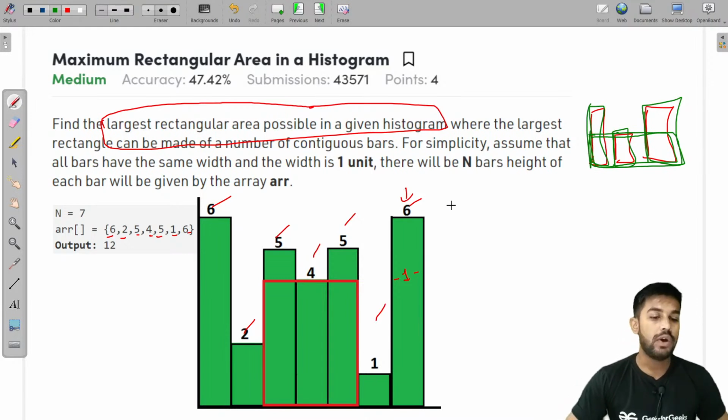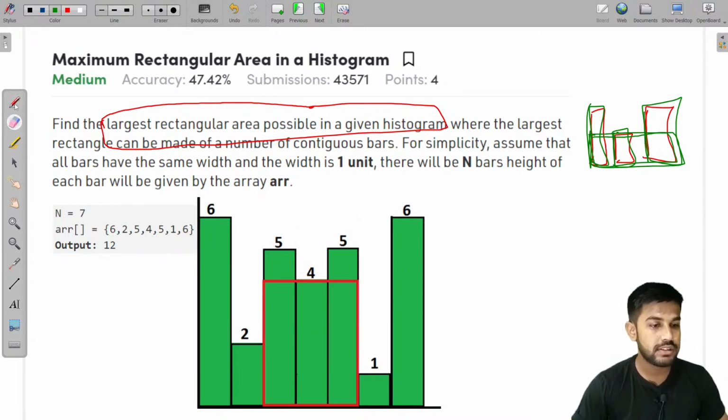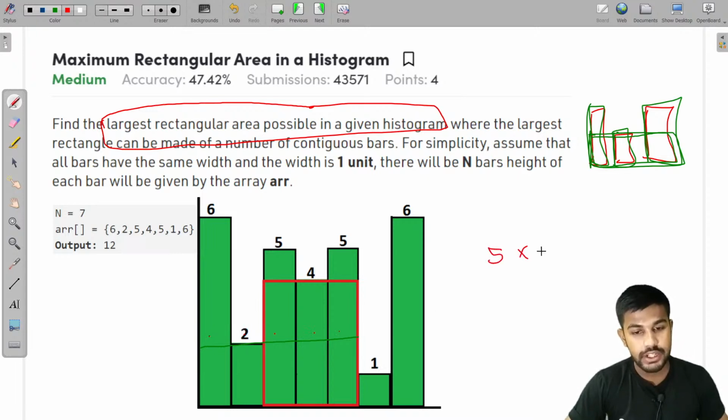Now I think you have understood this. Now let us see the largest possible area. We can go from here to here to here to here. What is the area till this point? It is 1 2 3 4 and 5. So 5 into 2, that is 10. So for now the answer is 10.